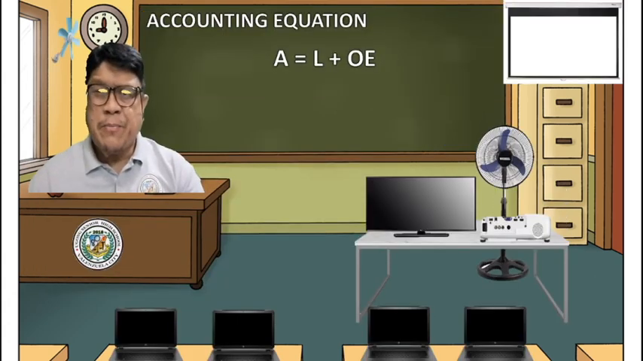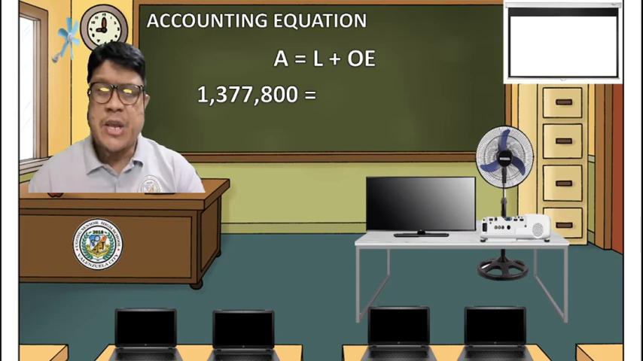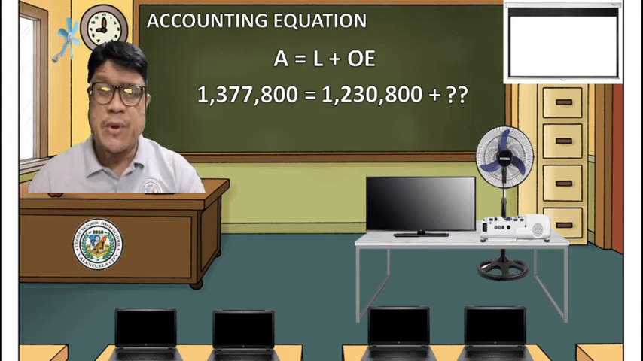Looking back on our previous lesson, asset is equal to 1,377,800 pesos. Liabilities is equal to 1,230,800 pesos. How much is our owner's equity? Very good!